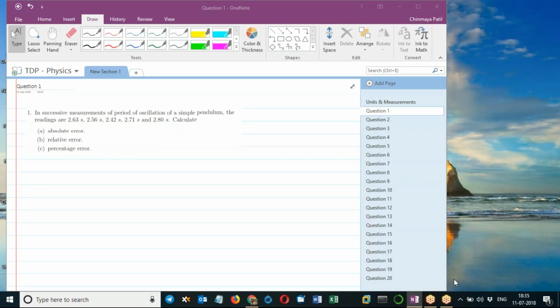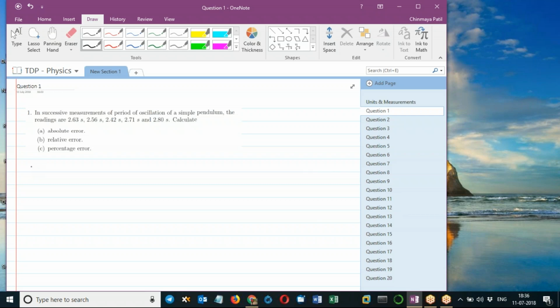So dear students, I am going to answer the first question. Let me read out the question once more. In successive measurements of period of oscillation of a simple pendulum, the readings are 2.63 seconds, 2.56 seconds, 2.42 seconds, 2.71 seconds and 2.80 seconds. We need to calculate absolute error, relative error and percentage error.